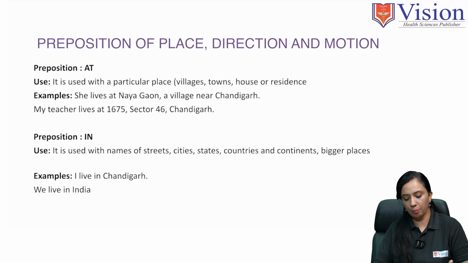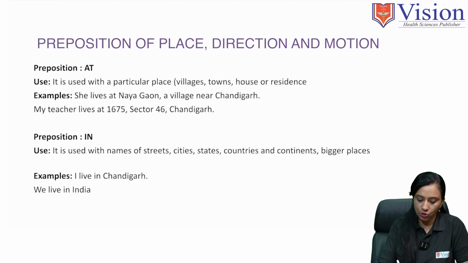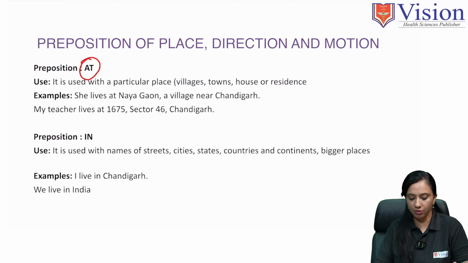Then we have another set of prepositions, that is preposition of place, direction and motion. So let's see, in the preposition of place we again have at, like we studied in the preposition of time previously, but here we are talking about the place. So at here is used with a particular place, villages, towns, house, residence. The example is she lives at Nayagaon, a village near Chandigarh. My teacher lives at 1675. So this is a particular place we are talking about.